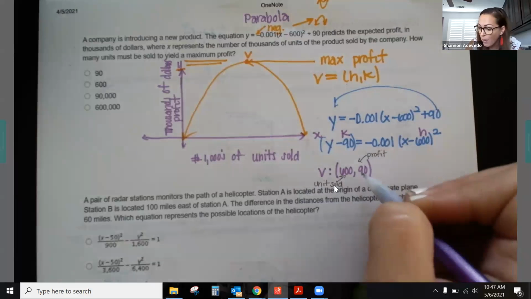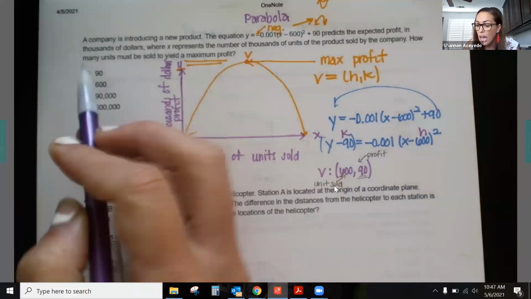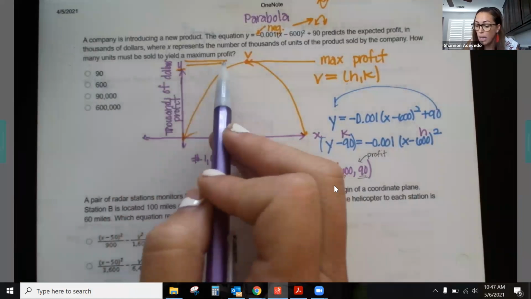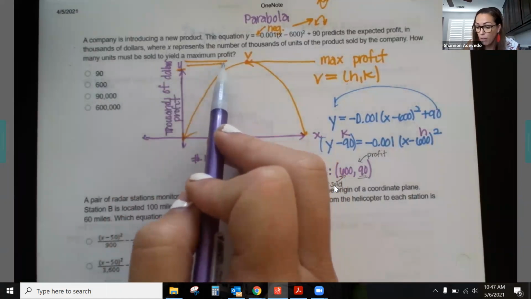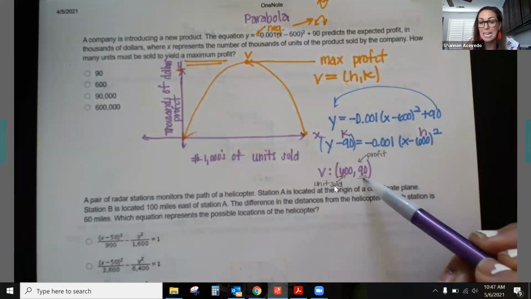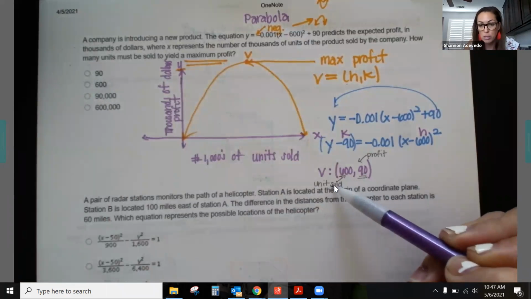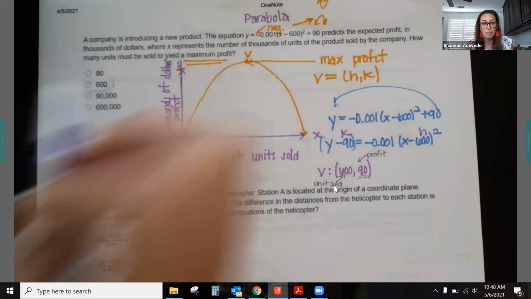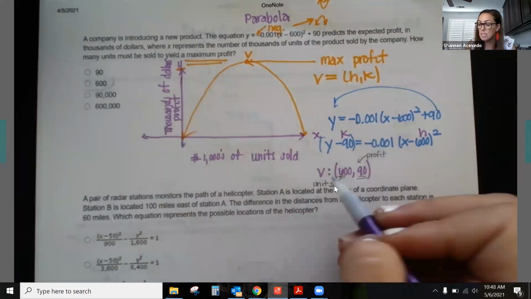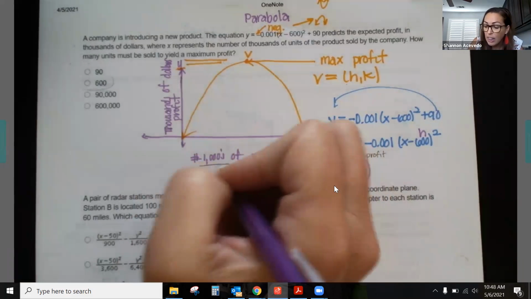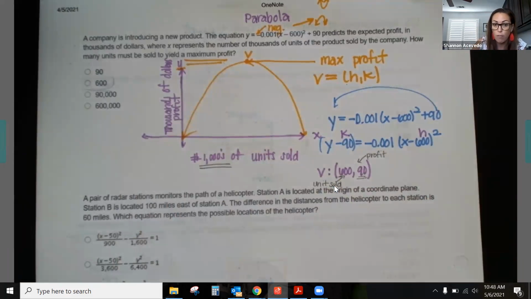So my profit I have here as 90, but it says how many units must be sold to yield that maximum profit. So my maximum profit is at 90. How many units must be sold? This says 600. Some of you go, oh yes, look, 600. But be careful, because this 600 represents thousands of units. So for 1 unit sold, it represents 1,000.